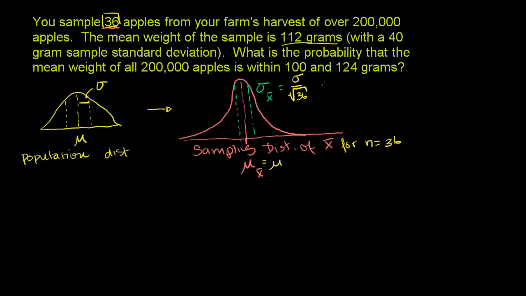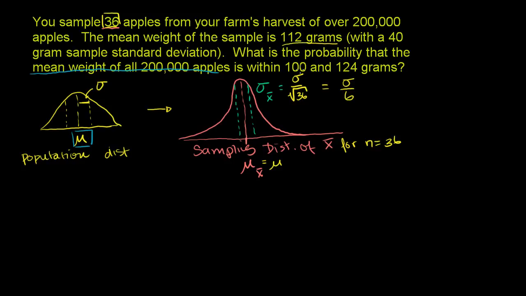Anyway, this distribution's standard deviation is going to be this population standard deviation divided by 6. But we still don't know this parameter up here. Now, with that said, let's refocus on what they're actually asking us. They want to know the probability that the mean weight of all 200,000 apples, well, the mean weight of all 200,000 apples is that parameter right over there, is between 100 and 124 grams.